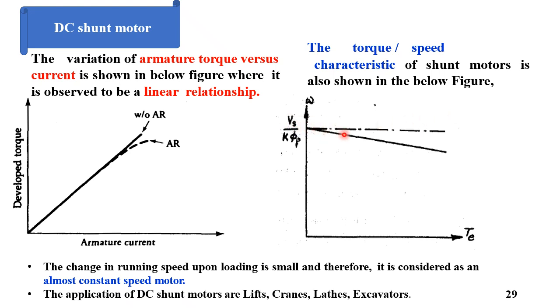The speed decreases with the increase of the torque by the amount of the torque times Ra divided by K phi squared. The change in the running speed upon loading is small. We can notice here that the speed will decrease by a small value. This type of motor is considered a constant speed motor. The application of DC shunt motors, which require constant speeds, like lifts, cranes, ladders, and excavators.